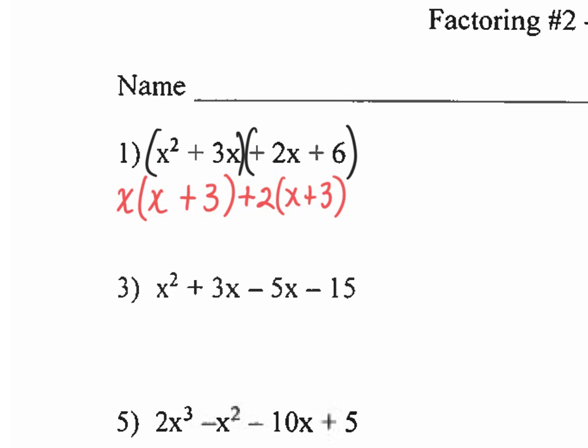Now, in this first group and in the second group, there's something they both have in common. What do the first group and the second group have in common? They both have an x plus 3. So I'm going to pull an x plus 3 out of both of these. If I pull an x plus 3 out of this first part, what's left? An x. And if I pull an x plus 3 out of this second part, what's left? A positive 2.